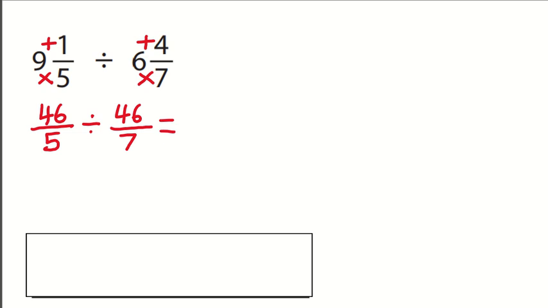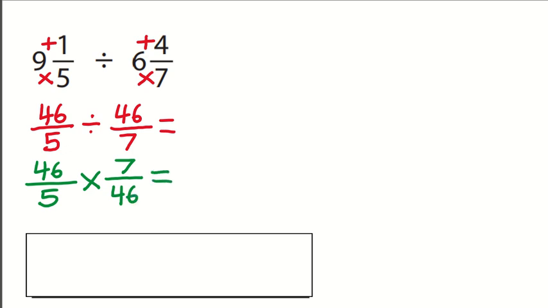Now we can do our algorithm. We can do our keep, change, flip. So we're going to keep the one on the left the same, 46 over 5. We're going to change the sign to multiplication. And we're going to flip. We'll put our 7 up top and our 46 on the bottom.